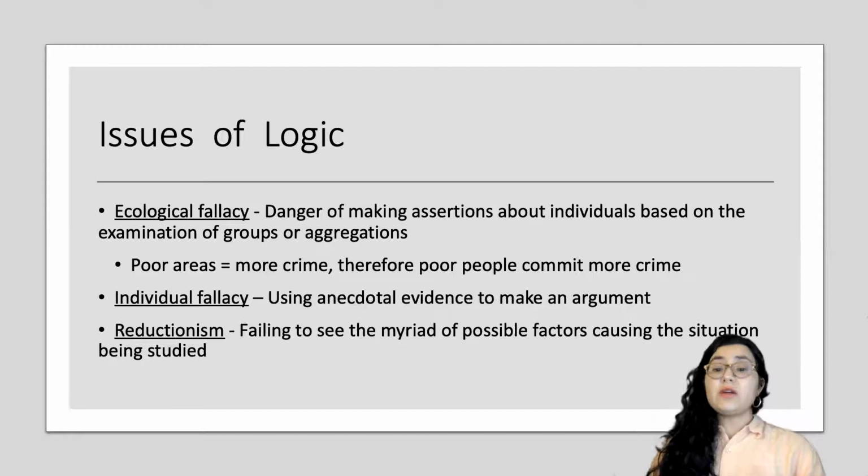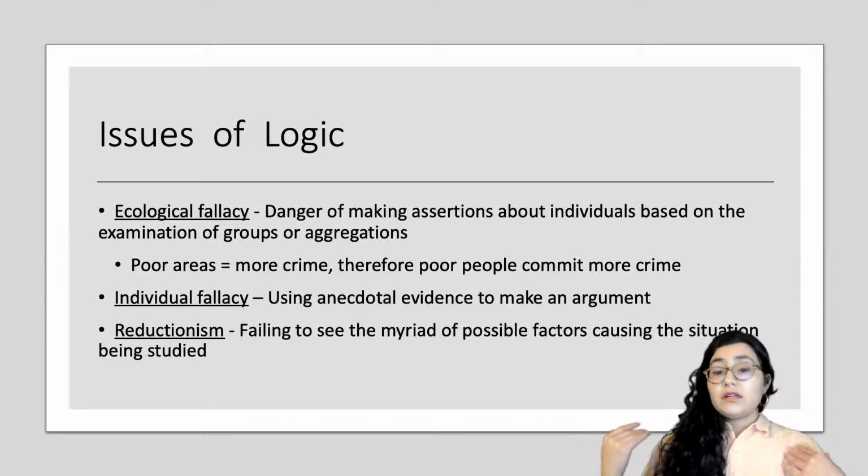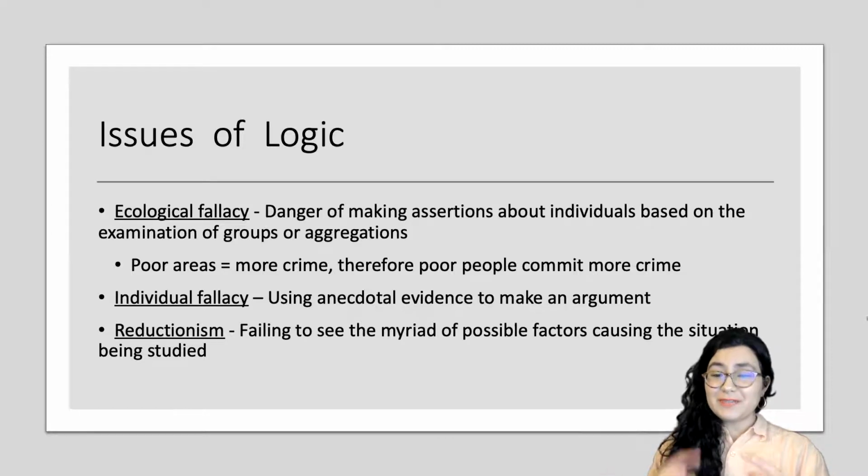Sometimes when we're dealing with causality, we need to be really careful about how we're thinking logically. Ecological fallacy is the danger of making assertions about individuals based on the examination of groups or aggregates. An example would be if we just blatantly say that poor areas are what cause crime. This could be a sort of internal perpetuation where we're saying that, and therefore people commit more crime. So we need to be really careful about isolating the variables.